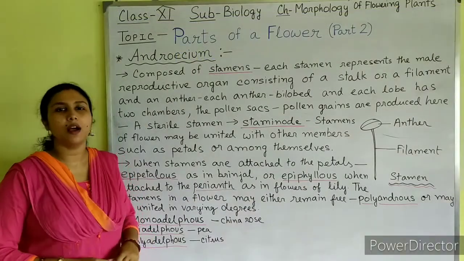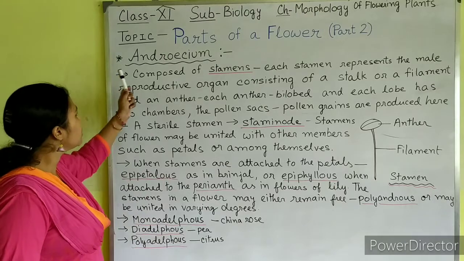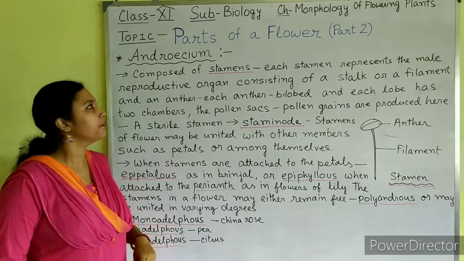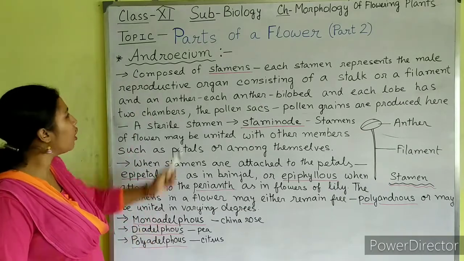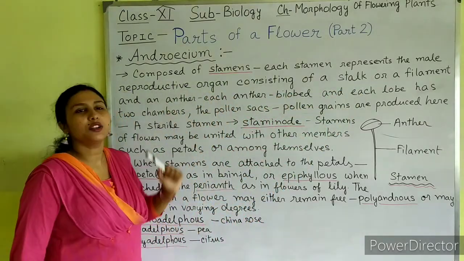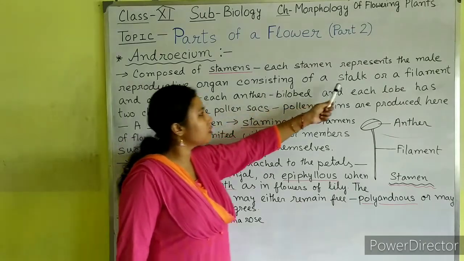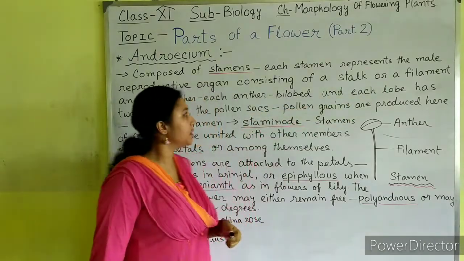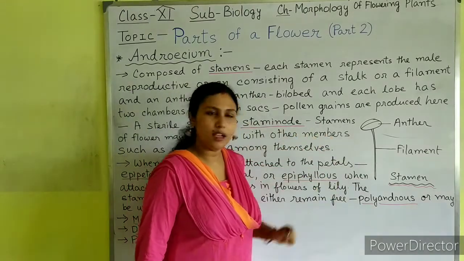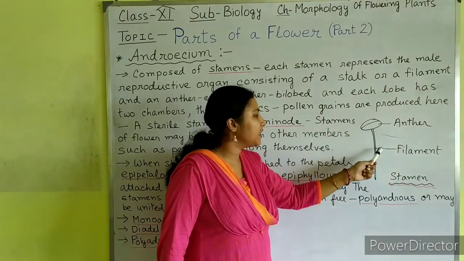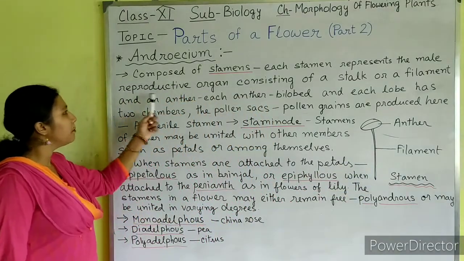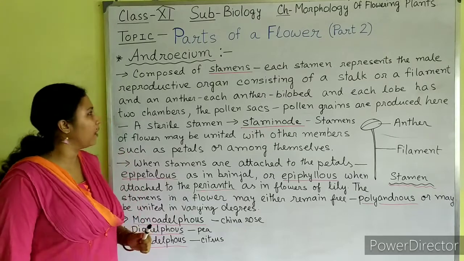Let us first learn about androecium. Students, you know that androecium is the male reproductive part of a flower. Androecium is composed of stamens. Each stamen represents the male reproductive organ, consisting of a stalk or a filament and an anther. This is the structure of the stamen. This is the anther and this is the filament, the stalk. So the stamen represents the male reproductive organ of a flower.